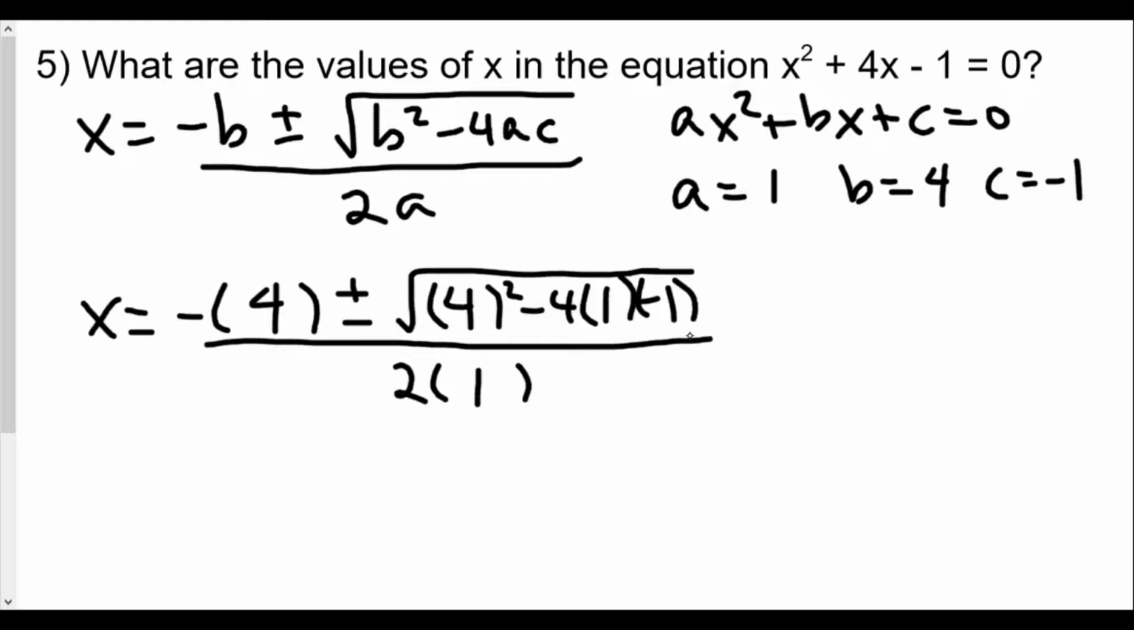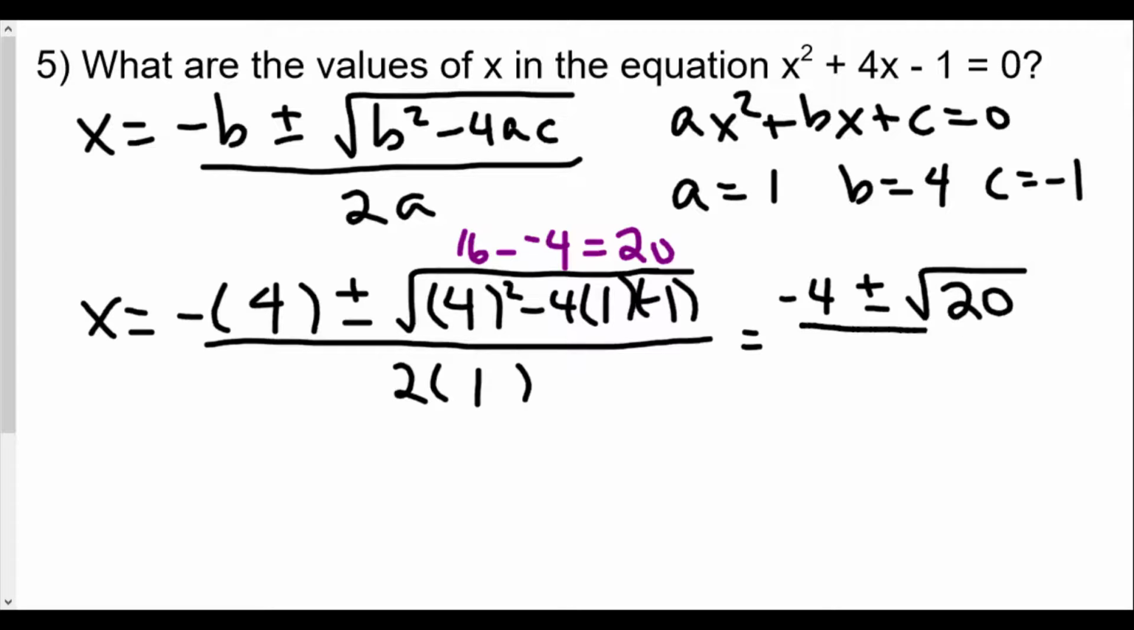Okay, so we see here x is equal to -4 plus or minus. Now we have to figure out what number is under the radical. Well, 4 squared is 16, minus 4 times 1 times -1, which is -4. So 16 minus -4 is the same as 16 plus 4, or 20. So we find out that the number under the radical is 20, all over 2.